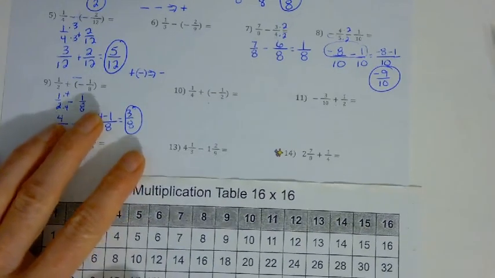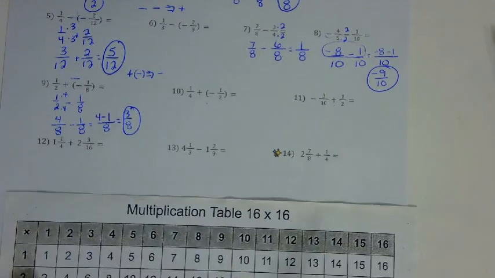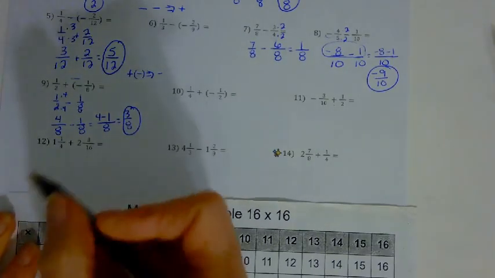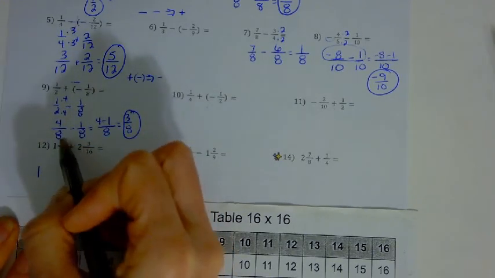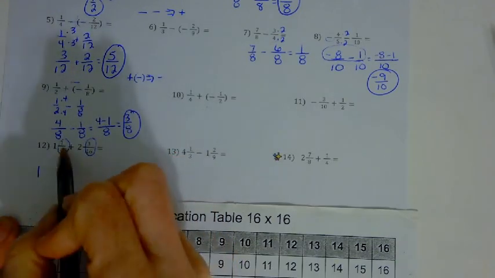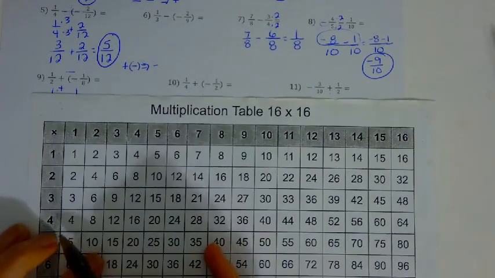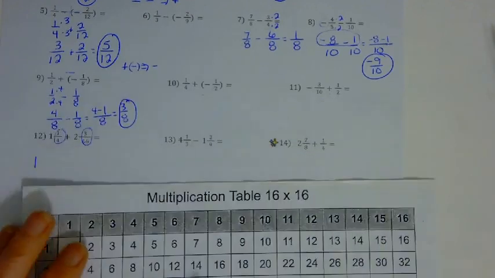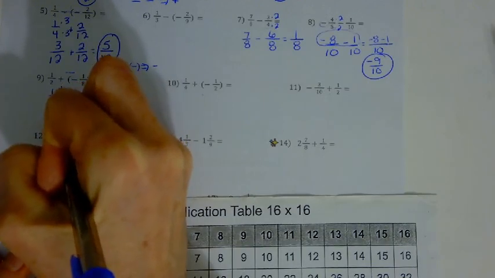Okay, let's look at 12, 13, and 14. These are mixed numbers, so I'm going to do number 12. So we're going to leave the whole number the same, leave the 1. But look, we have 1/4 and we have 3/16. We want these denominators to be the same, so we're going to need to change this one. And to make 4 into 16, we're going to multiply by 4. So the top gets multiplied by 4 and the bottom gets multiplied by 4.